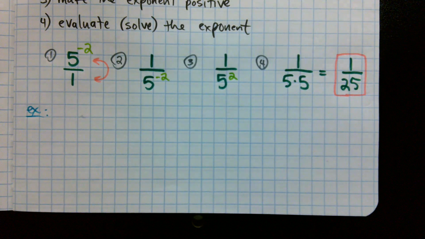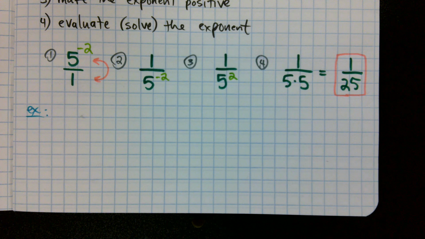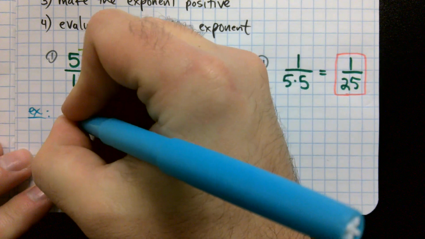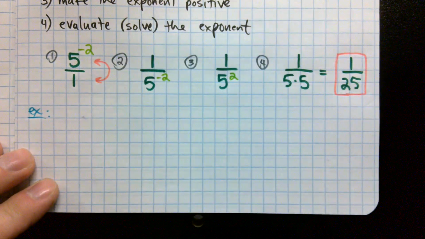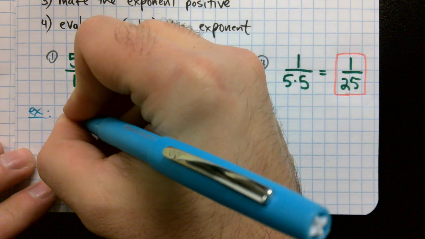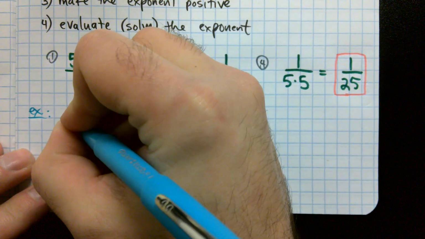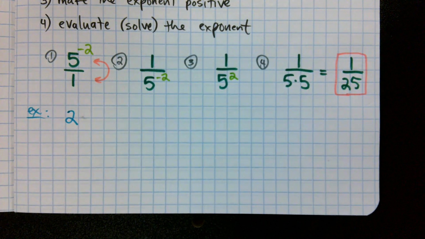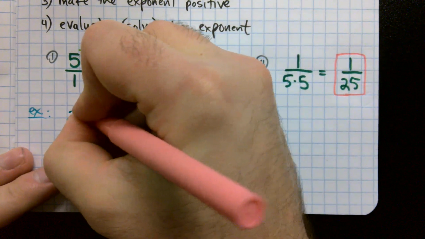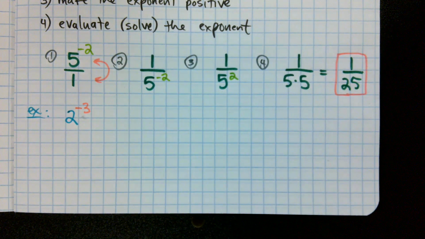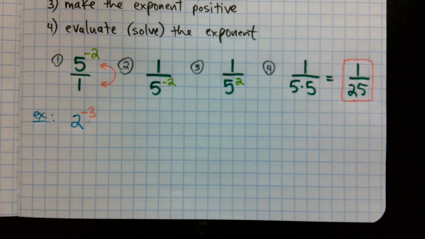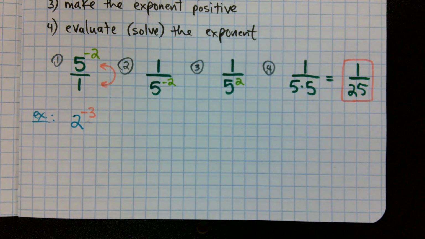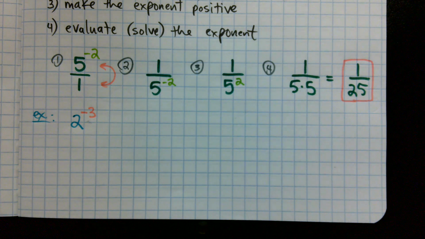For example, if we have, let's do 2 to the power of negative 3. 2 to the power of negative 3. What's the first thing that we're going to do here?